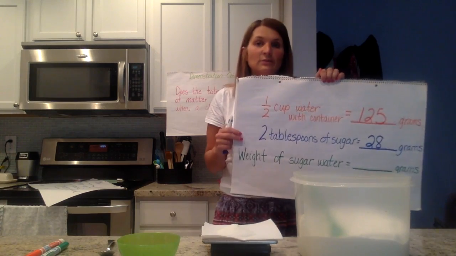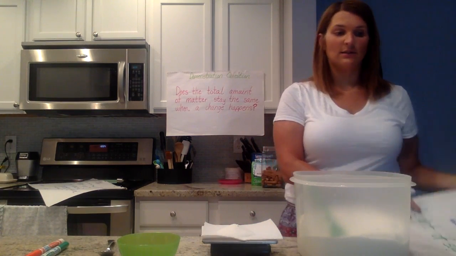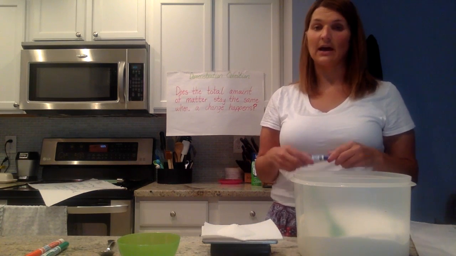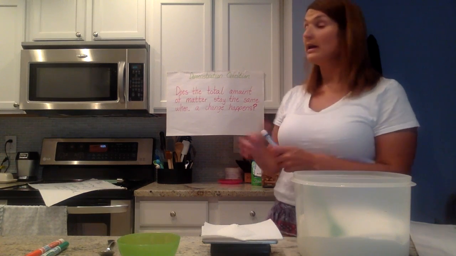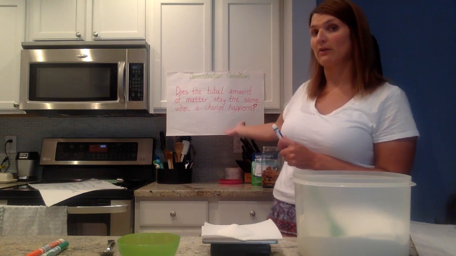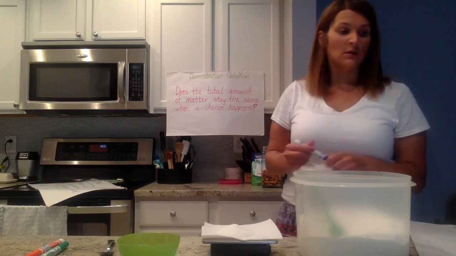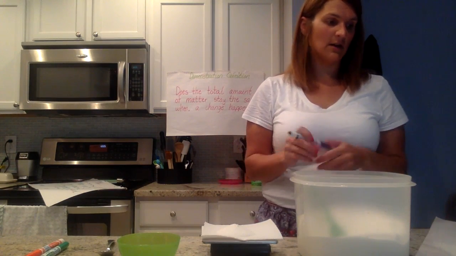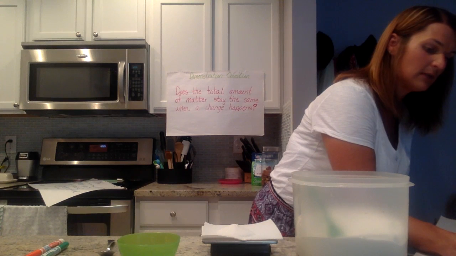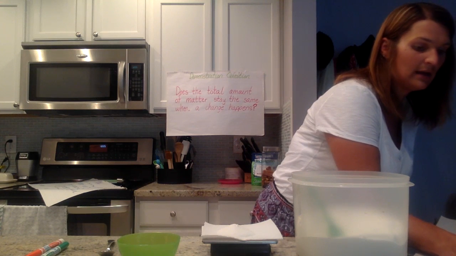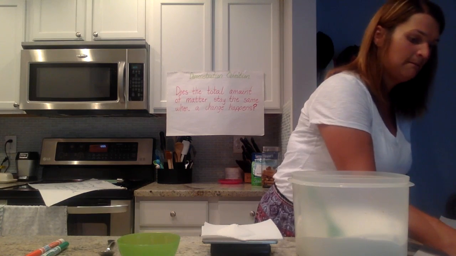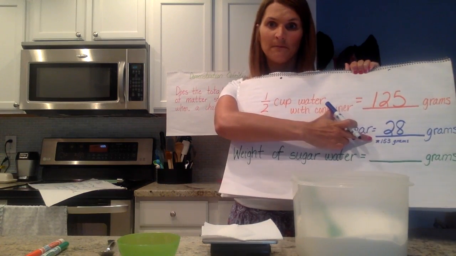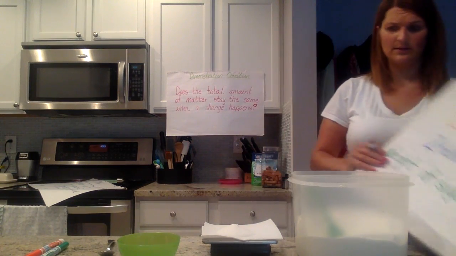Now, I need to know what the total is of the 2 objects. So I'm going to add 125 plus 28 to get an idea of what the total should be in order to see if this total amount of matter stays the same or changes. So the mental math: 125 plus 25 is 150, plus 3 more is 153. So my total should be 153 grams. And I just wrote that under right here, just so I know what my goal is.